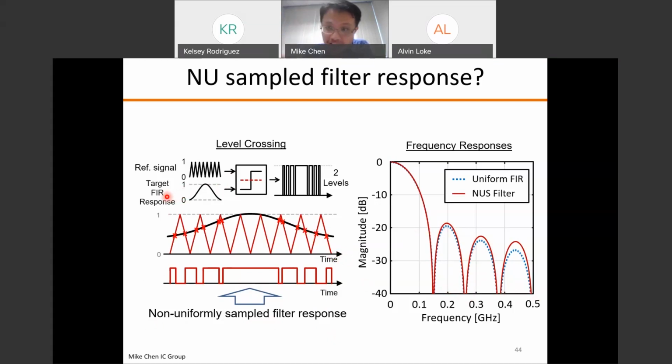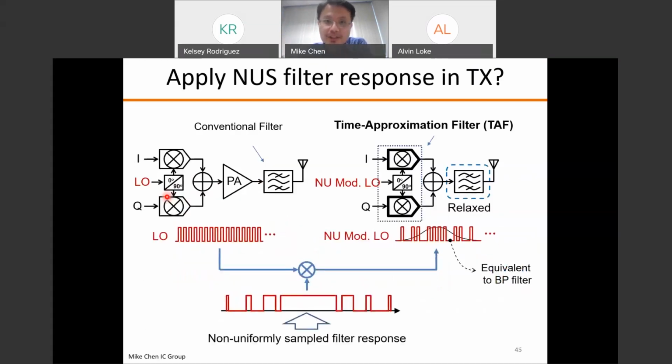So then the question is, how do we use that, right? One of the ideas that we had is, why don't we do that in the transmitters, right? So shown on the left, these are conventional transmitters. You have a signal and you have LO, right? A signal, and it's a uniform waveform, right? And you up convert to the desired signal band and you transmit to the antenna. So now what we're going to do is multiply this uniform LO waveform, the clock waveform, with this non-uniformly sampled filter response.